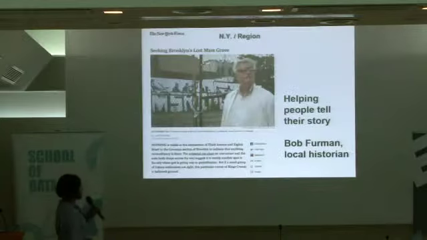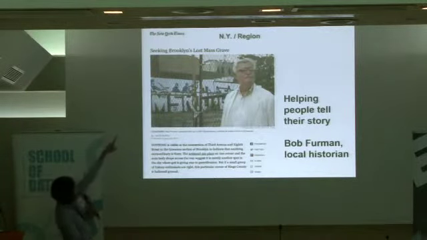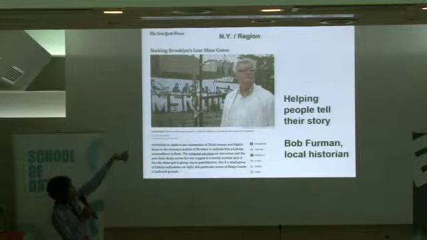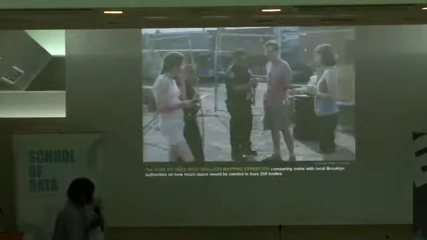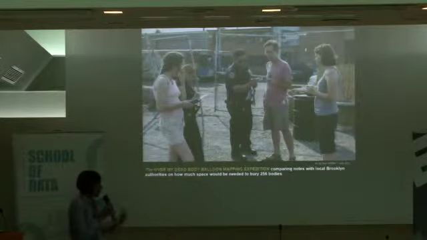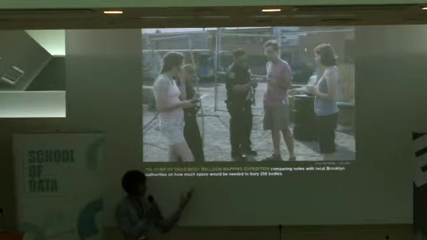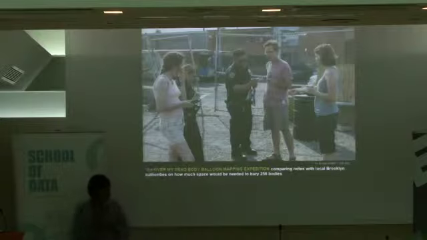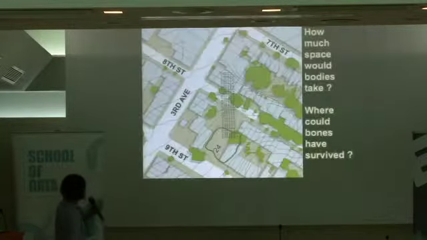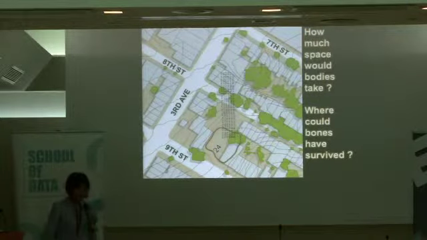Okay. So with the help of a local historian, they were able to seek Brooklyn's lost mass grave. And they work with the police authorities to, for example, do an investigation of how much space you would need to bury 256 bodies, something like this. And where are the bodies? And how does kite mapping or aerial photography help?